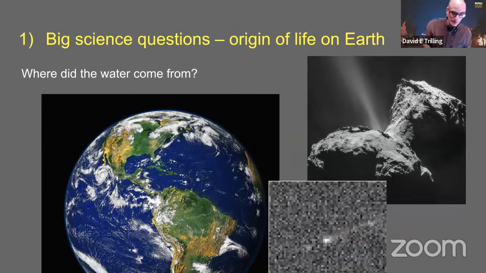So of course, here's a picture of the Earth, and I put Brazil front and center here. And there's a lot of water, of course. And this picture in the upper right is a picture of Comet 67P from the Rosetta mission. And this image in the lower right, I'll come back to this in a minute, is data from one of the telescopes here on Earth.